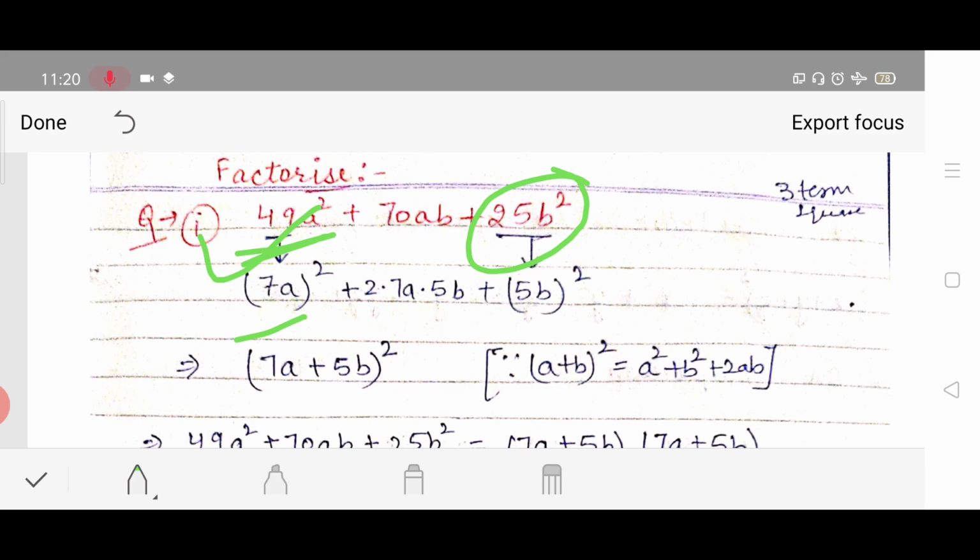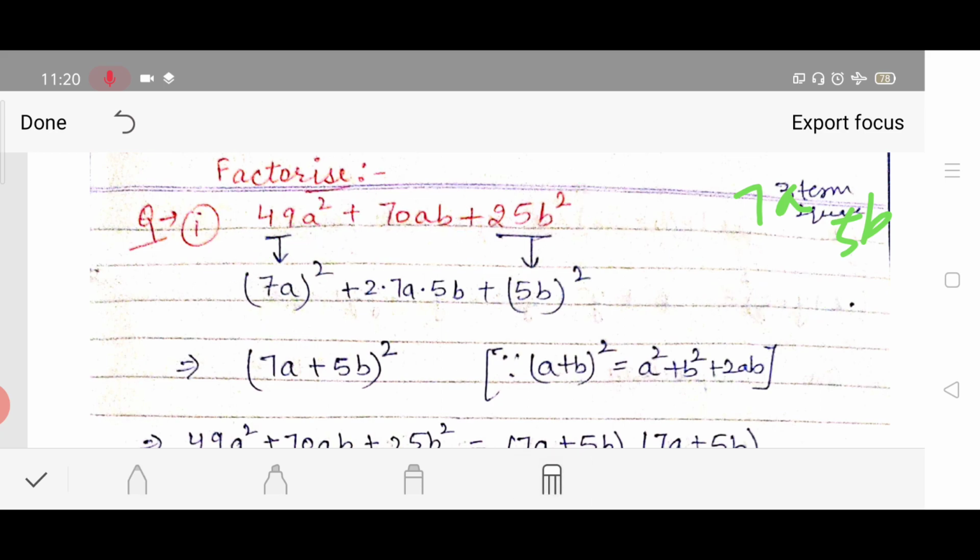And if you are having (7a) square and (5b) square, the only term you are left with is 2xy. So if you put 2 as it is, at the place of x you put 7a, and at the place of y you put 5b, what will you get? You will get 70ab.